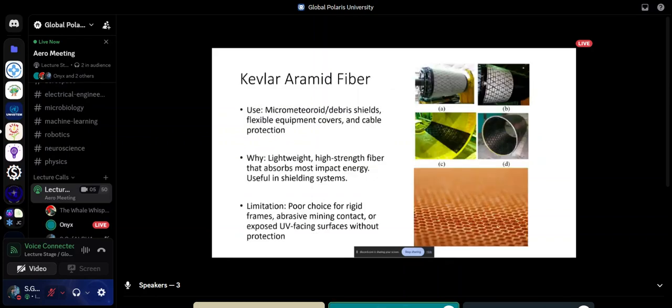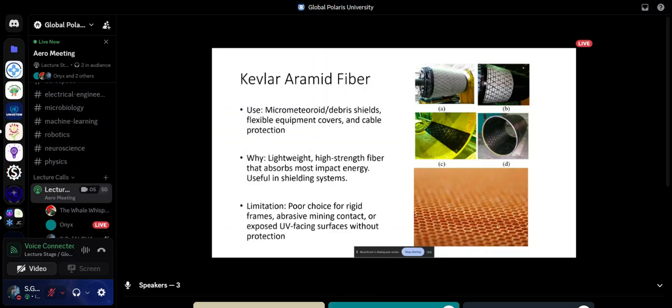Anyway, moving on, we have Kevlar aramid fiber. This is great for providing a small shield for debris and small meteorites. And it is very flexible, so it does help absorb a lot of this energy when it does come into contact with the fiber itself. A very good pro to this is that it is lightweight, it is very high strength fiber. And like I said, it absorbs a lot of impact energy, very useful in any type of shielding system.